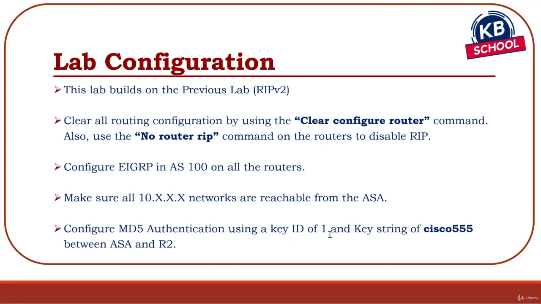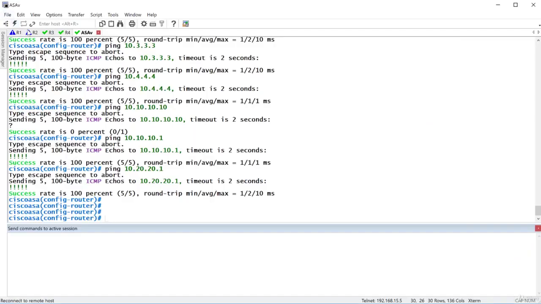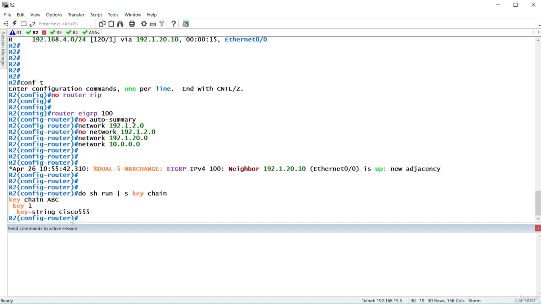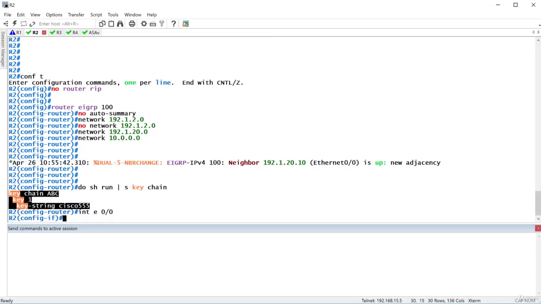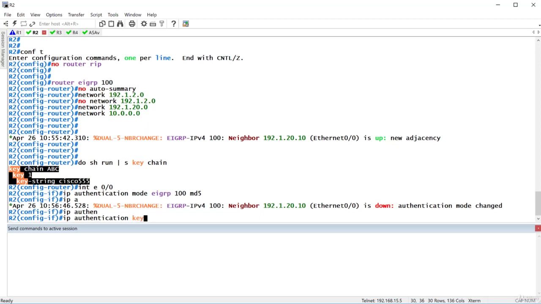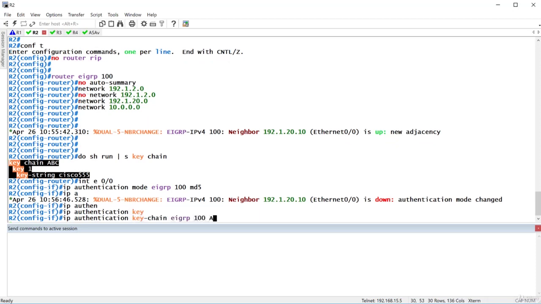Configure MD5 authentication using a key ID of 1, key string of Cisco 555, between ASA and R2. On the router, I already have a keychain created with the same parameters. Key ID of 1, key string of Cisco 555. I can use the same keychain and apply it to the interface for EIGRP. The command IP authentication mode for EIGRP 100 is MD5. So IP authentication keychain for EIGRP 100 is ABC.